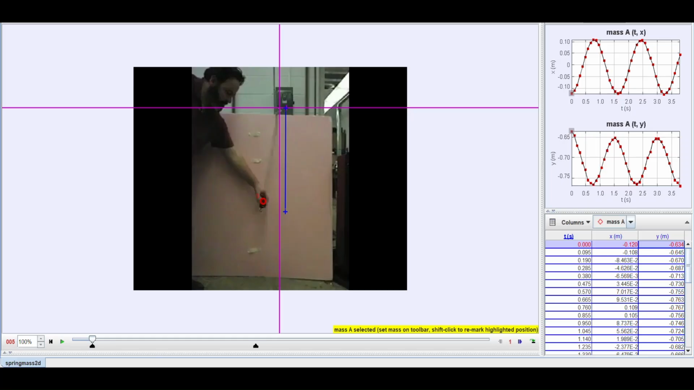This is a screenshot of the experiment in Tracker. The mass started at rest and then its position was tracked as it oscillated on the spring.